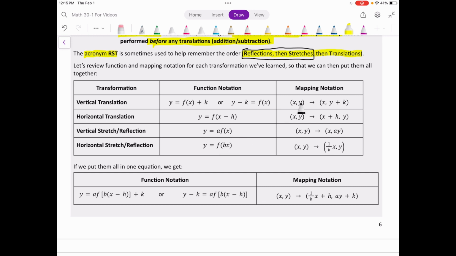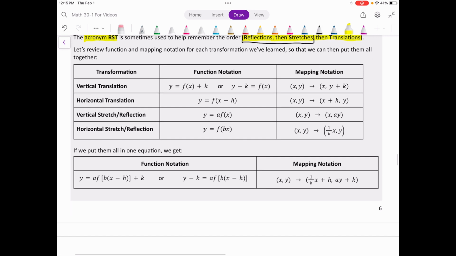And again, in mapping notation, we show directly what that means for each individual point. So each individual point (x, y) will become 1 over b times x. That will be the new x coordinate, and again, that comes from that inverse operation thing. If I replace x with bx and then I want to find the effect it had on the x's, I would end up dividing both sides by b to figure that out, okay?